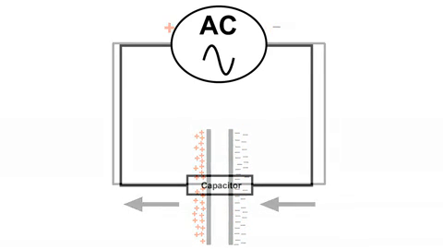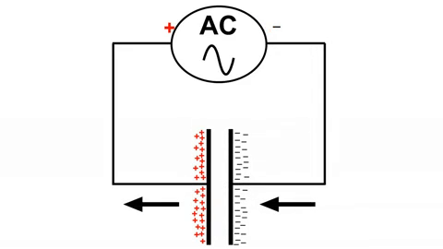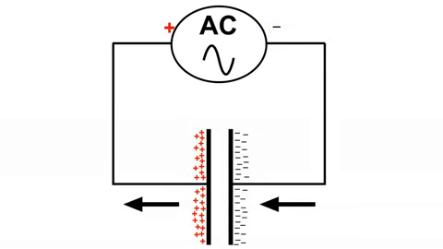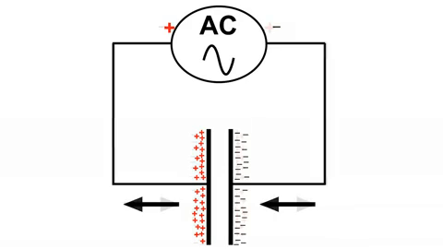Now, all that we can really see in the circuit is a capacitor on an AC source. And when we're looking at it like this, it does appear like the AC current is flowing through the capacitor. That is the effect. However, what is really happening is this. The capacitor's plates are being charged and discharged alternately by the alternating current.